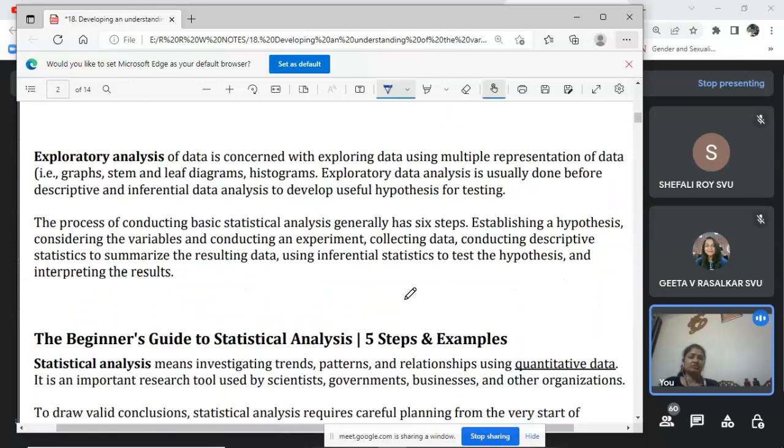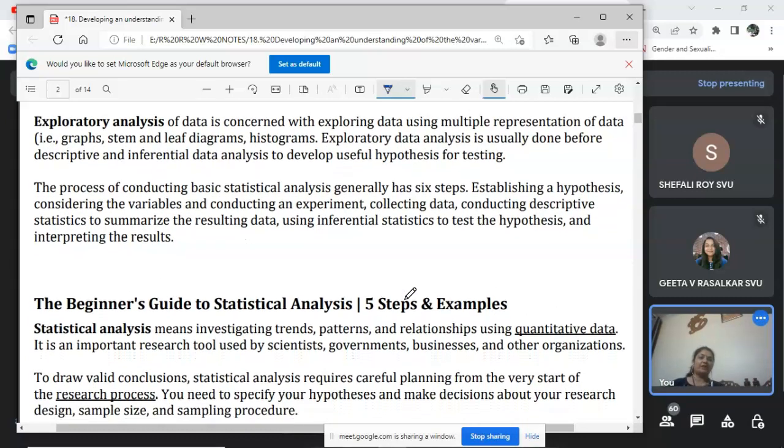Like analysis we used to do, okay, that can be done. So when we are adding our input into that, that is inferential.